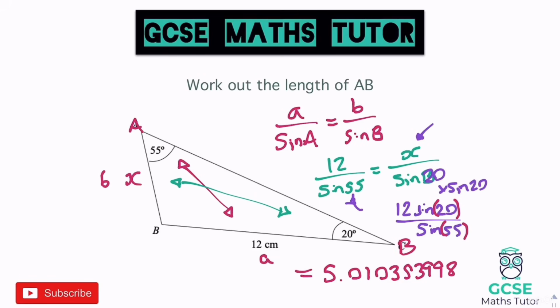5.010339398. Now a question would normally say how to round this, so if we imagine it was 2 decimal places for this one, it would be 5.01, and it's a length, so centimetres. Okay, so just be careful what the question says.